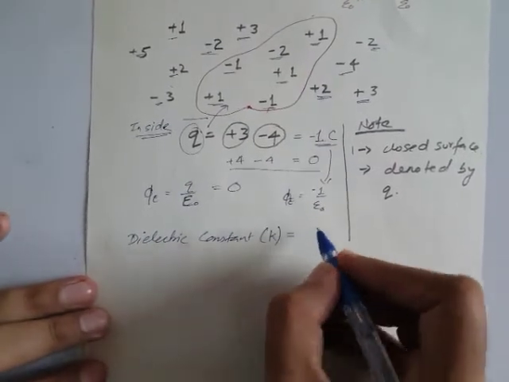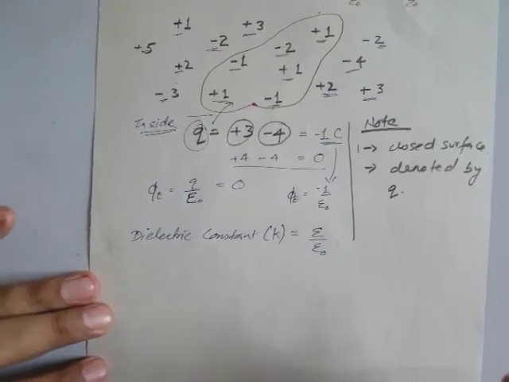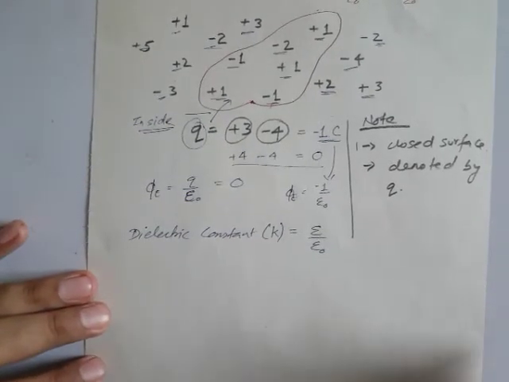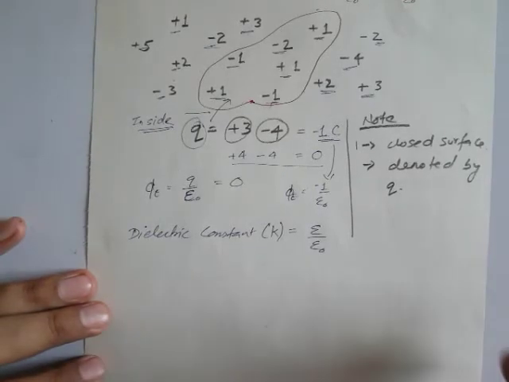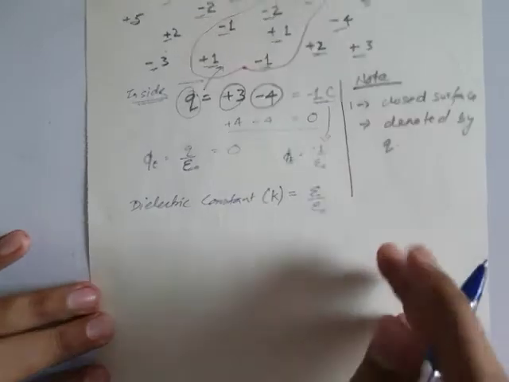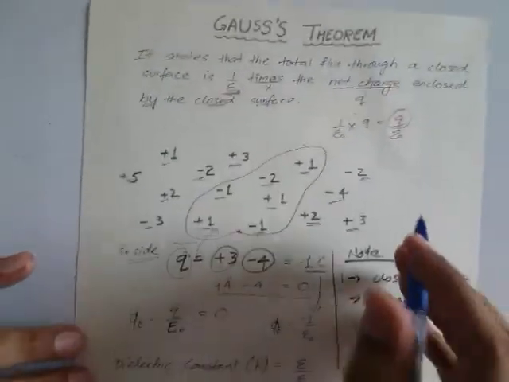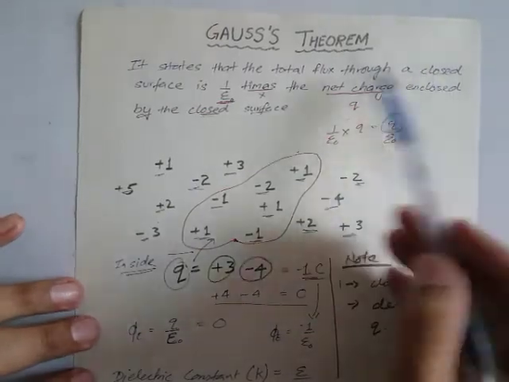Okay, and we know it is epsilon upon epsilon naught. So if we need to express this Gauss theorem in terms of dielectric, we can say this. As we said, one more thing that we include in this only. As we said, it is a closed surface.